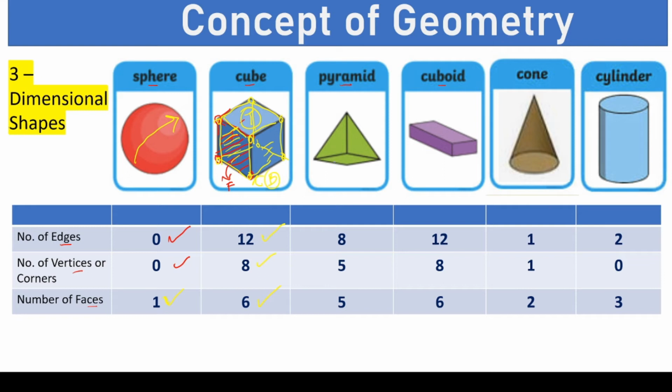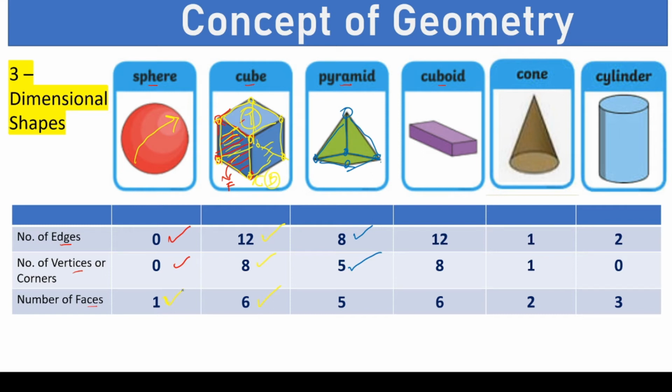Coming to pyramid, pyramid has a square base and each of these points of the squares are pulled to the apex. Hence in all there are 5 corners, hence 5 vertices. As for the edges, well there is 4 here and each of these 4 points has an edge which is joining to the center, hence 4 plus 4 that is 8.